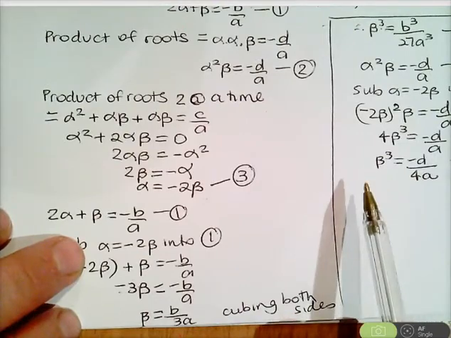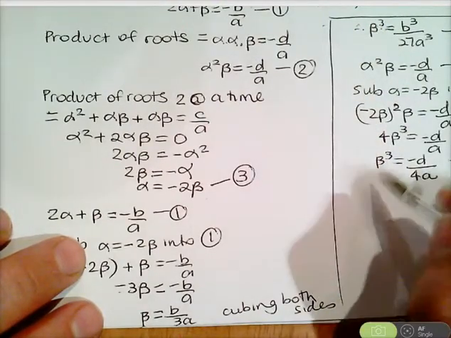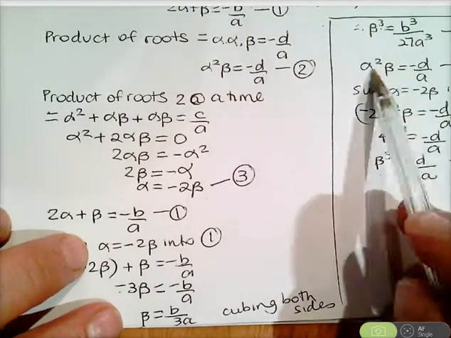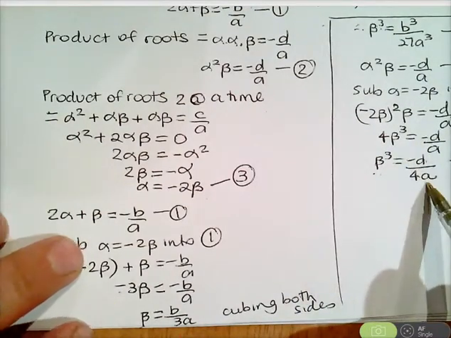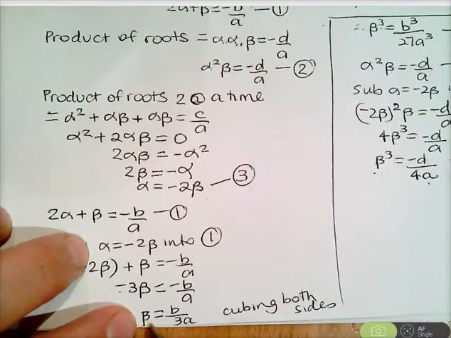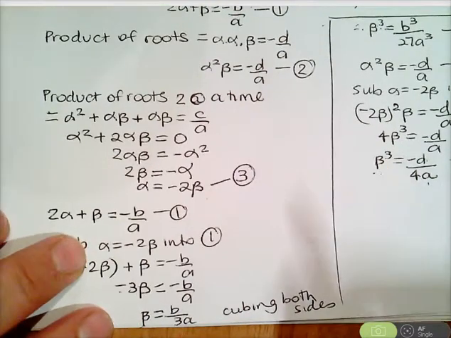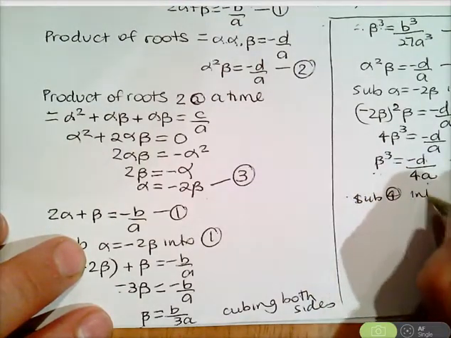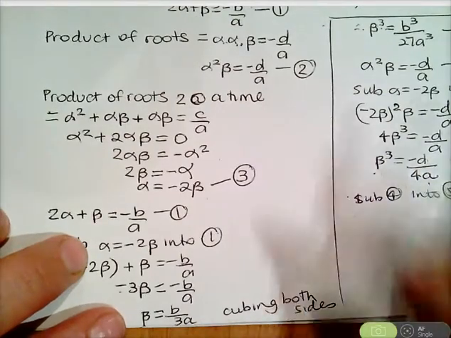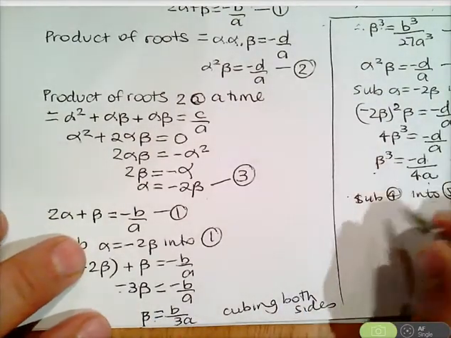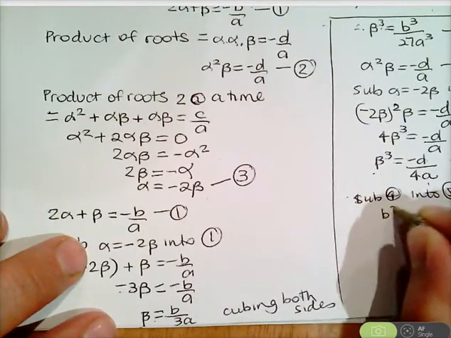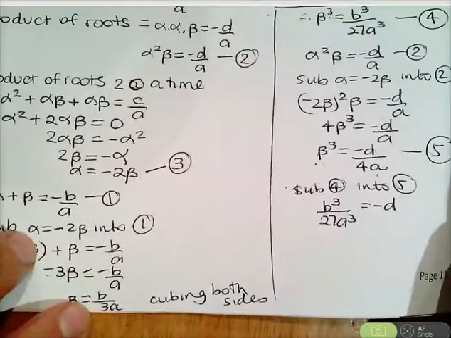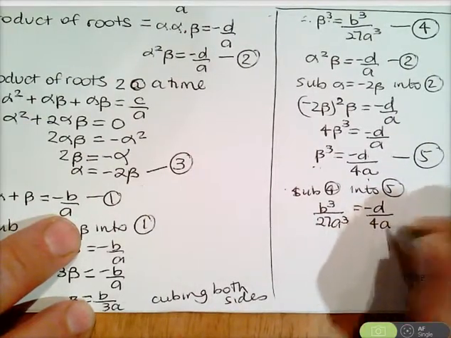So here we've got two expressions for beta cubed. It is a bit hard to think to do this one. If you had done this one first, substituting into equation 2 and got beta cubed is minus d on 4a, you could have then come back and just substituted what beta is into there. So let's sub equation 4 into equation 5. If you didn't do that, that's okay. You would have got that b cubed over 27a cubed equals minus d over 4a.